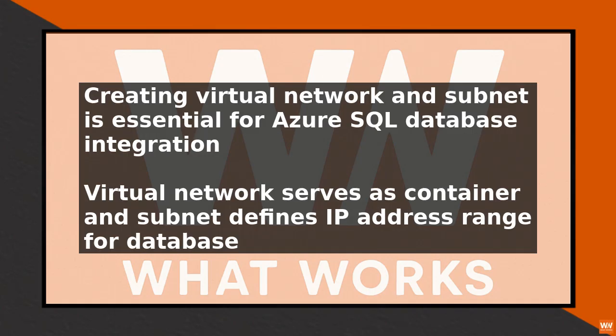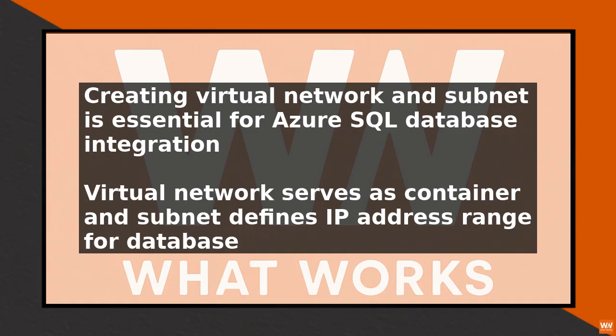Once you have created your virtual network and subnet, you need to configure the network security group rules to control inbound and outbound traffic to your Azure SQL database. Network security group rules are used to filter traffic based on source IP address, destination IP address, and port number.